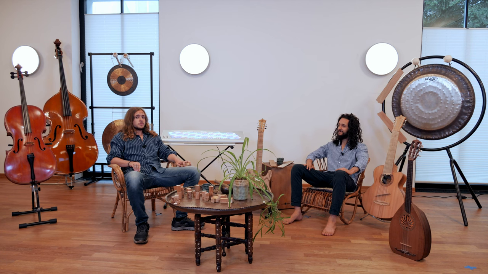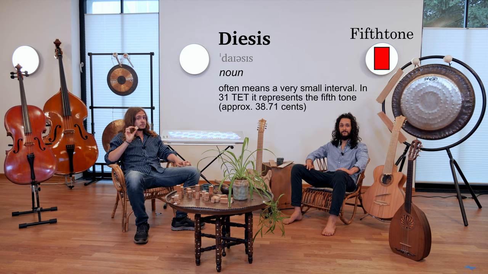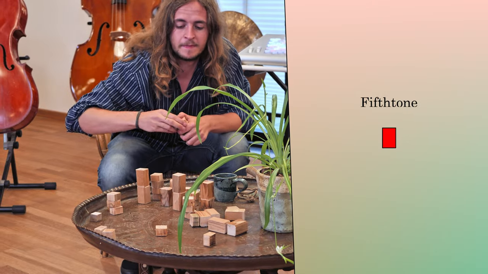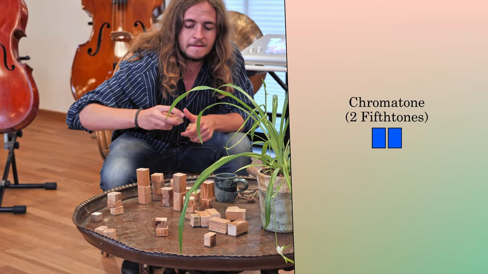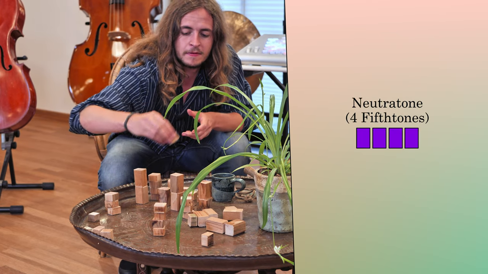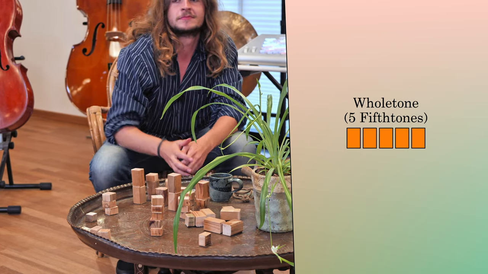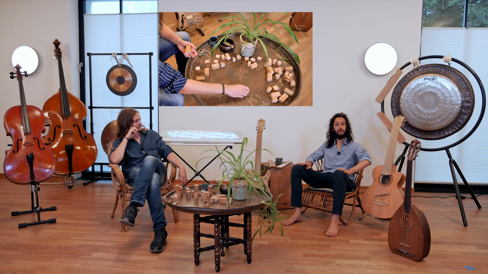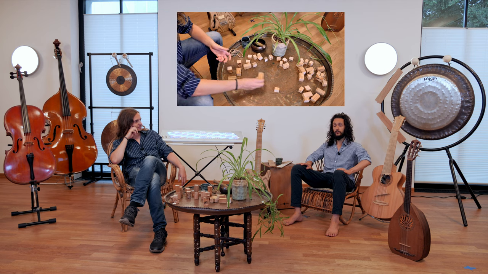In 31 tet, the smallest step size is the fifth tone, or diesis. Why fifth tone? Because 31 splits its whole tones into five equal parts. This is how we call them: fifth tone, chromatone, diatone, neutratone, and whole tone. The fifth tone is only about 40 cents in size, and therefore around 60 cents smaller than the 12 tet semitone.